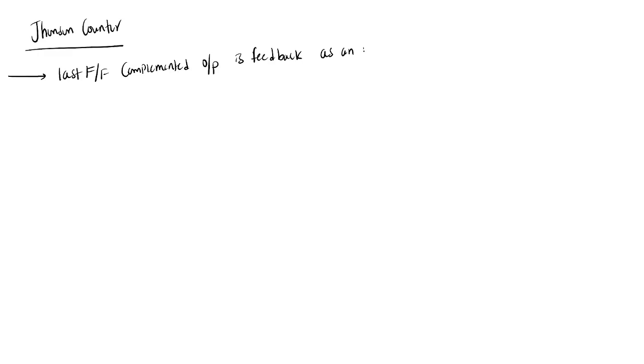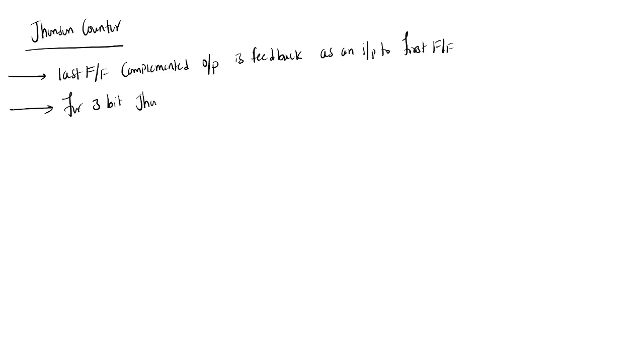Johnson counter. So in a Johnson counter, the complemented output of the last flip flop is fed back as an input to the first flip flop. Okay. So for a 3-bit Johnson counter, how many flip flops are required?